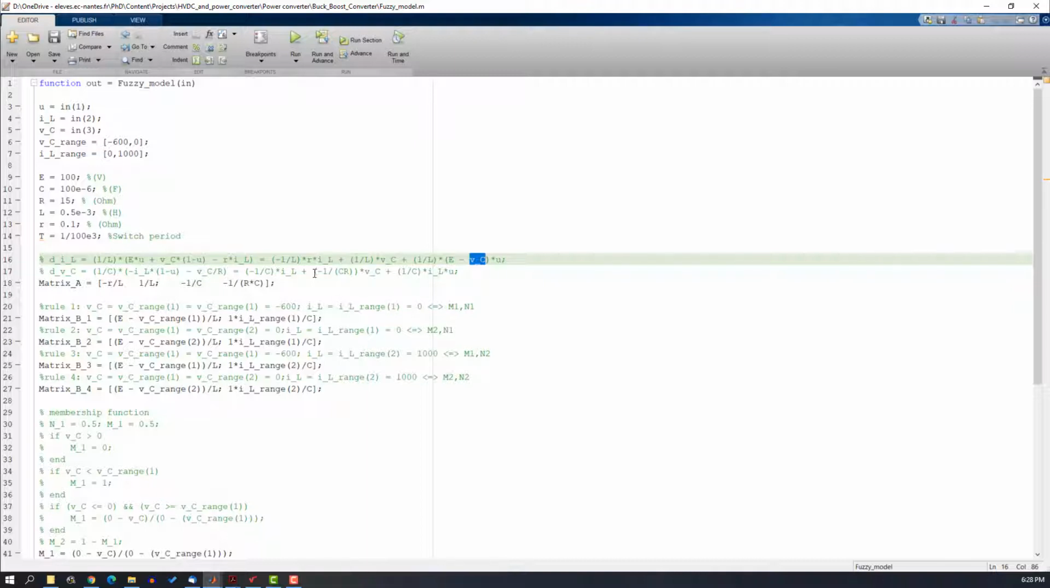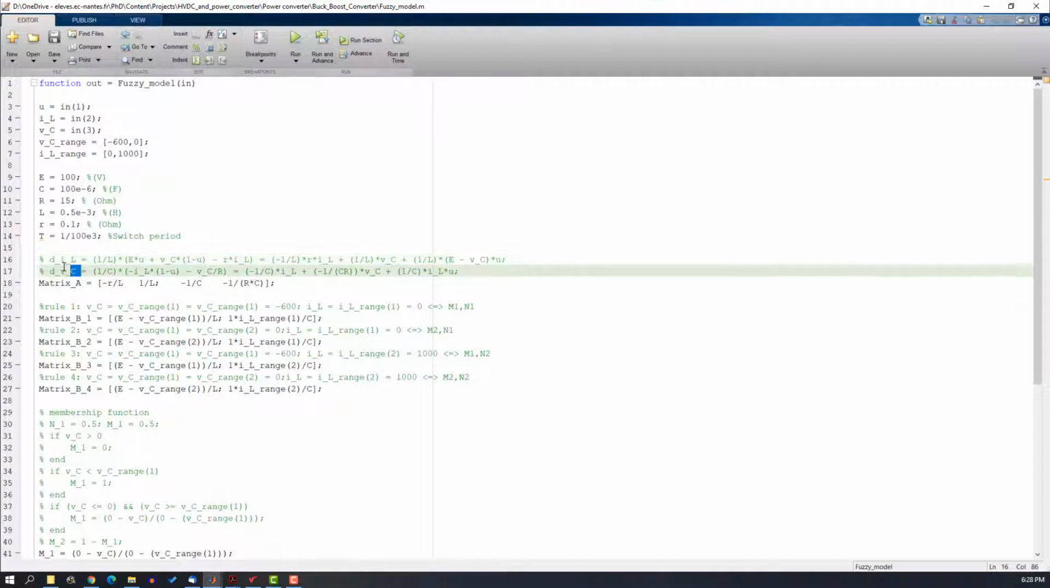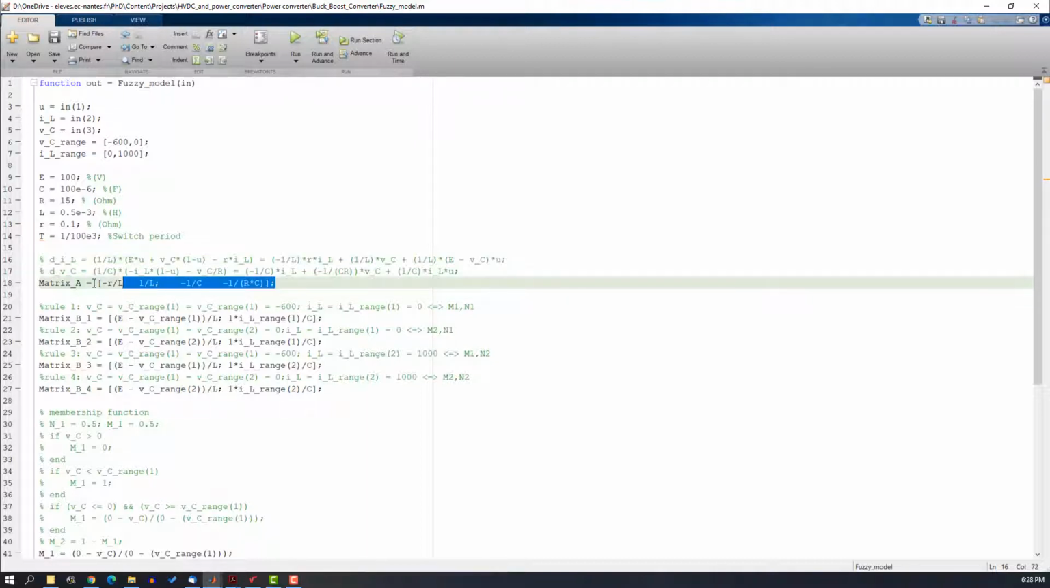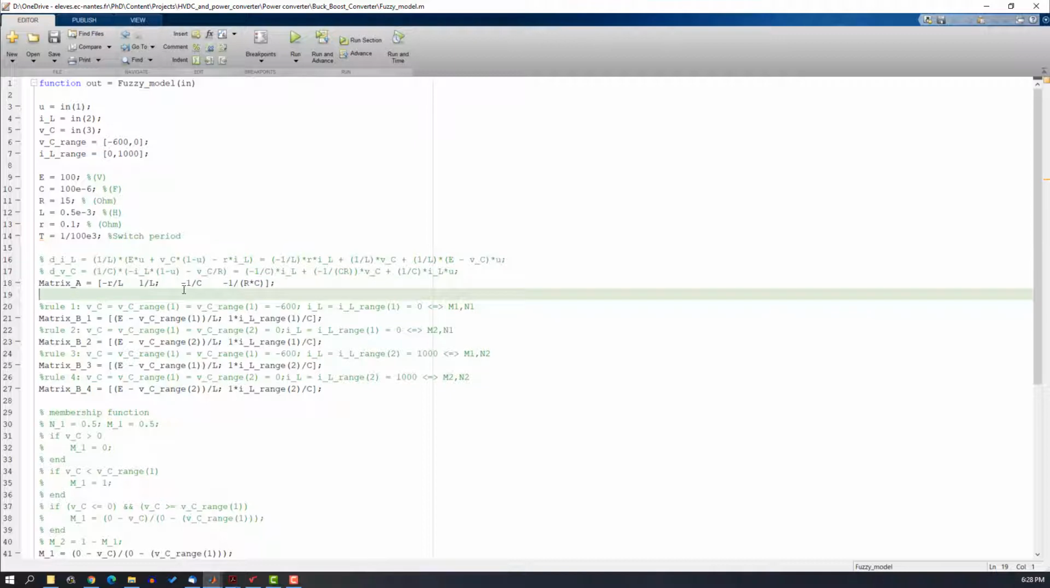And now let me change this again. And it's the same for the derivative of Vc, you still have here IL. So you have two nonlinear sectors, this one and this one. So you have 4 rows. So the matrix A will look like this. So you have this one.